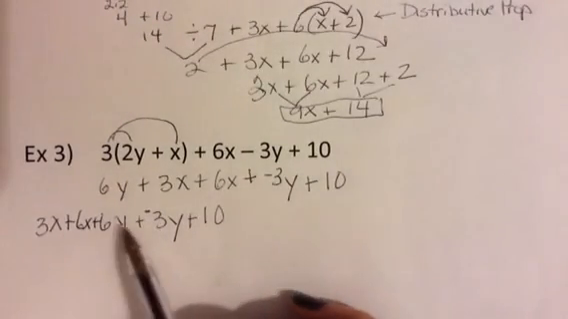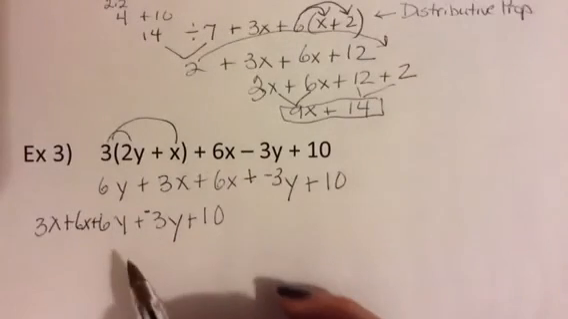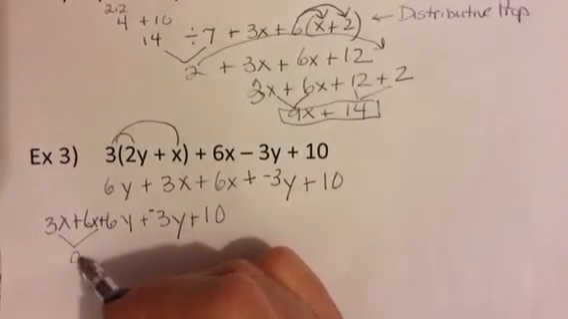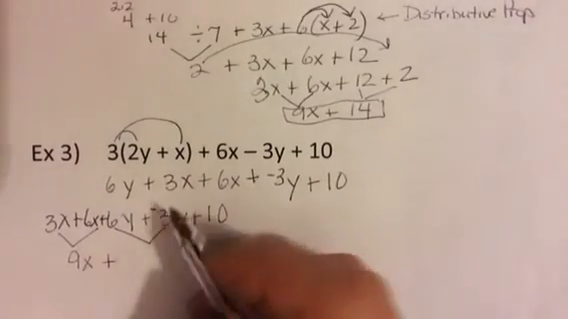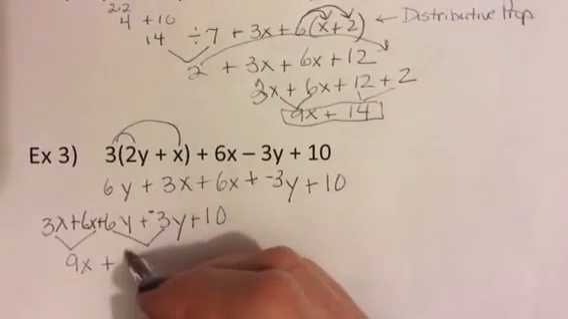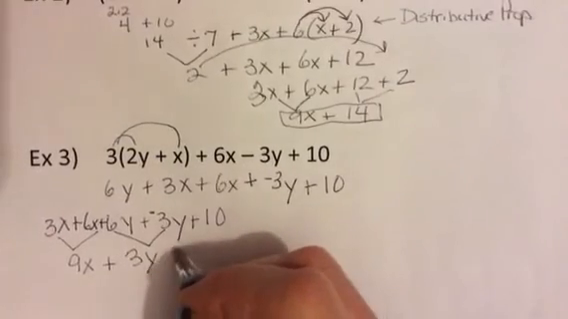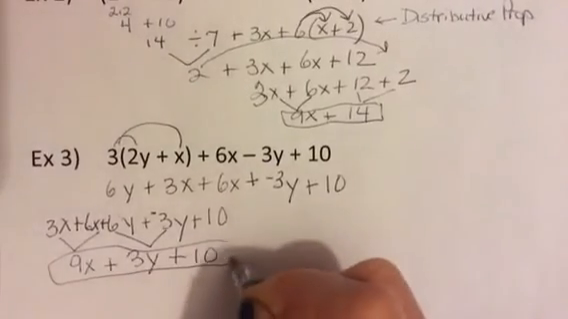Okay, so coefficients. Now we're going to combine 3x's and 6x's, add coefficients, that's 9x's, plus 6y's and negative 3y's is 6 plus negative 3 is 3y's, and then plus 10. So there's our final answer.